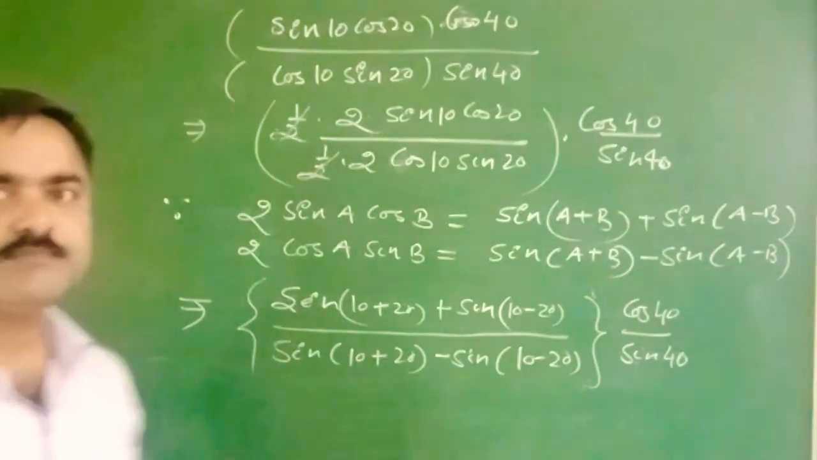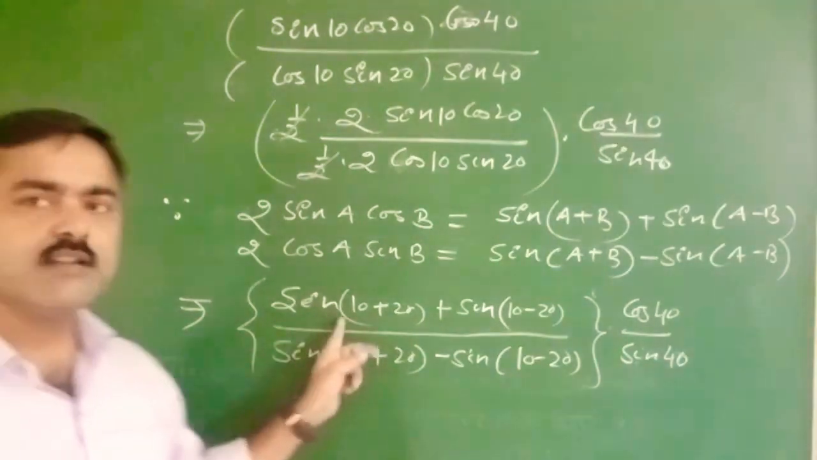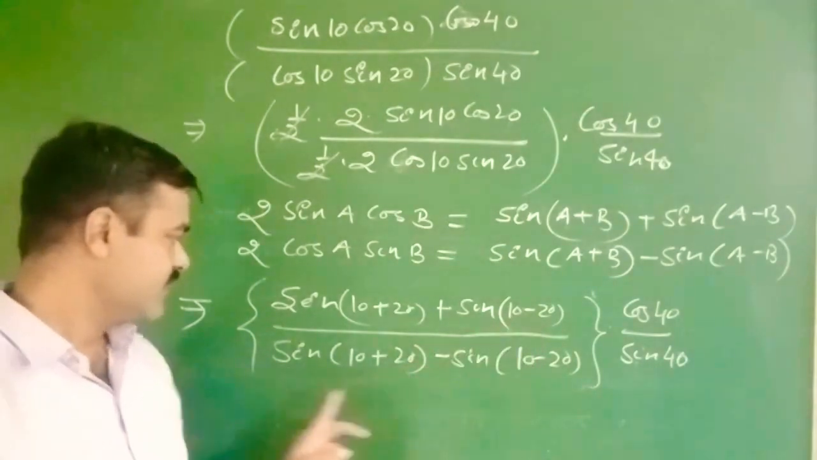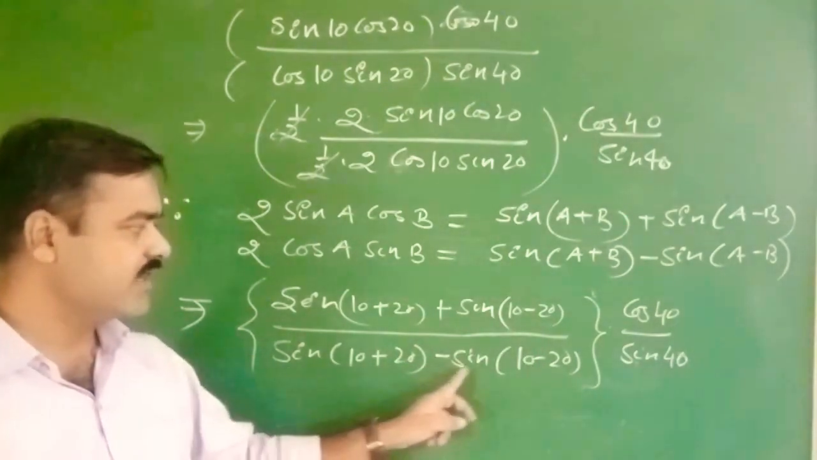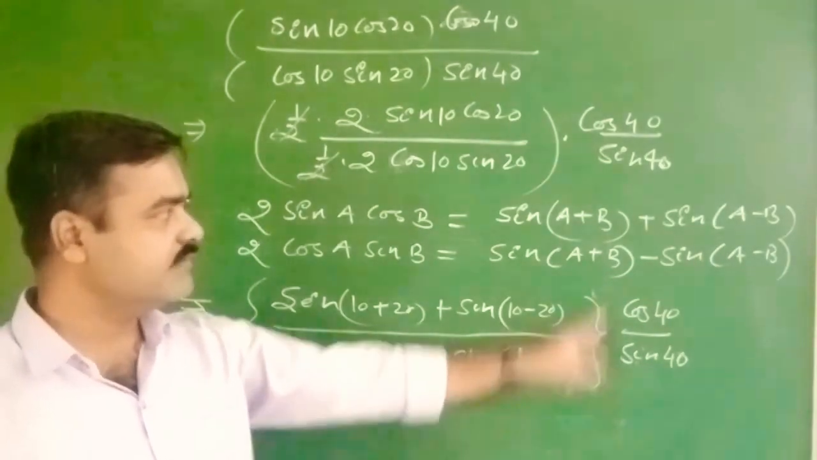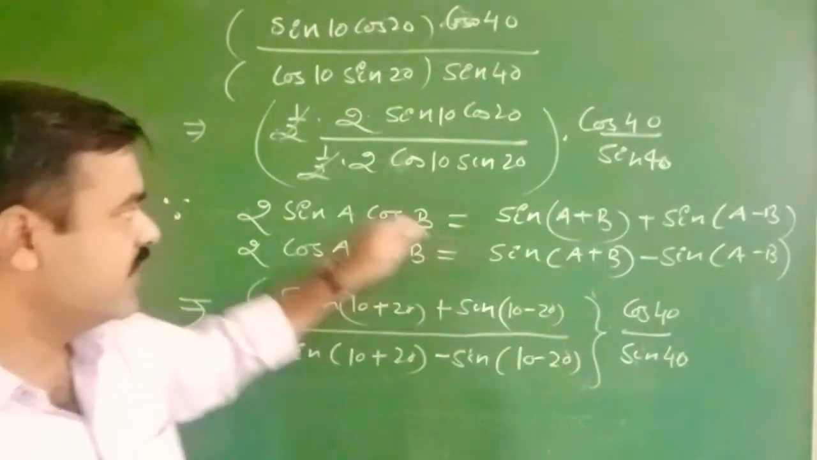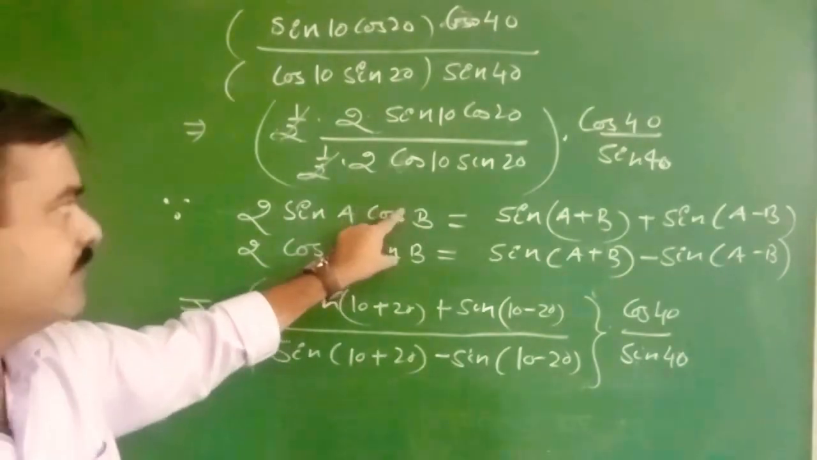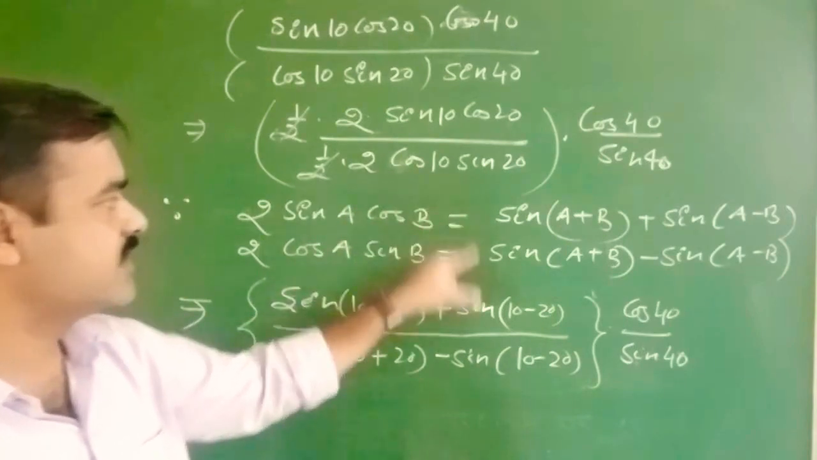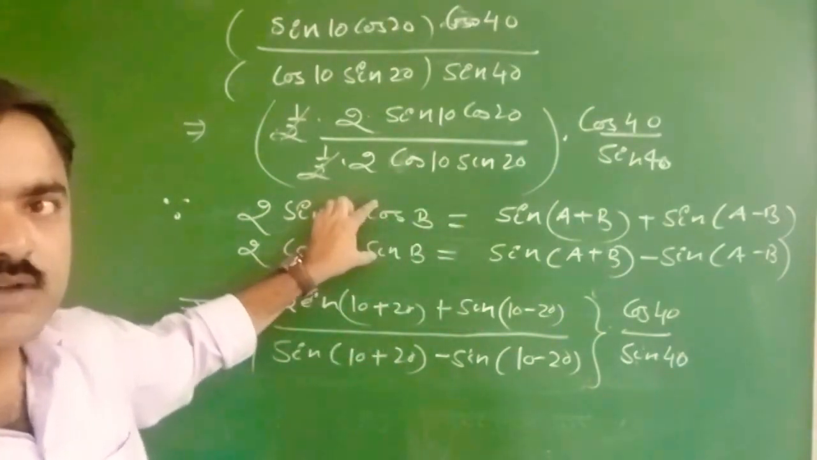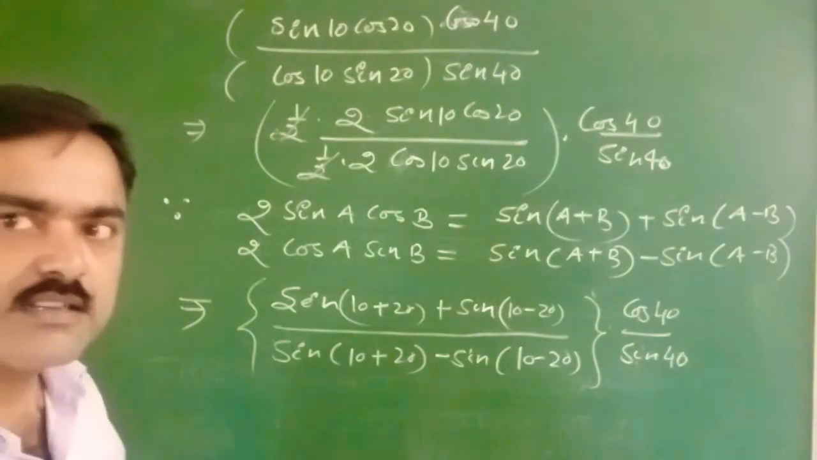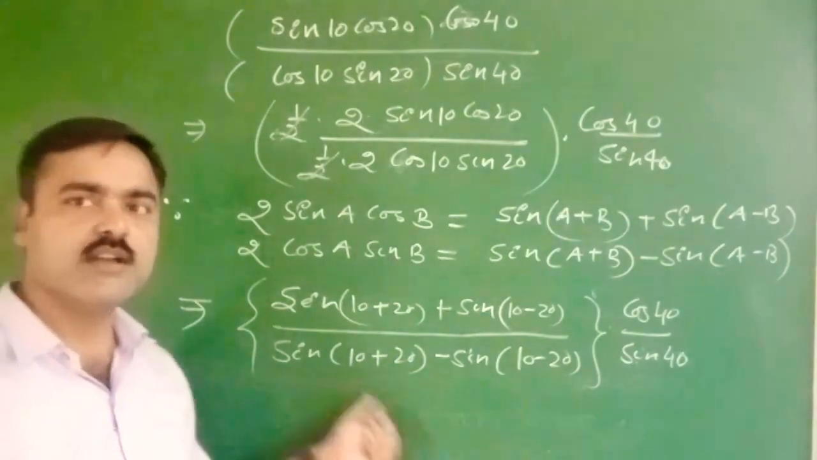These are the same. Look, sin 10 plus 20, sin 10 minus 20, sin 10 plus 20 minus sin 10 minus 20, and cos 40 and sin 40 will be as it is, by using these two identities for 2 sin A cos B and 2 cos A sin B. By using these two identities I have written here. Now you can see, have a look and make a note.